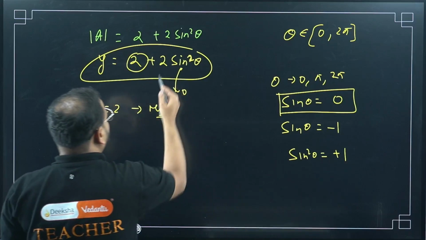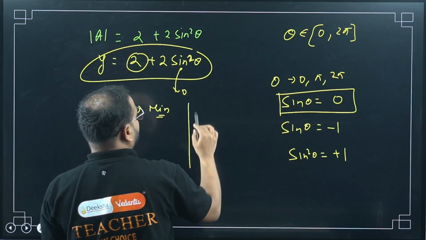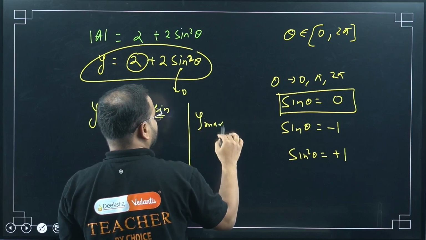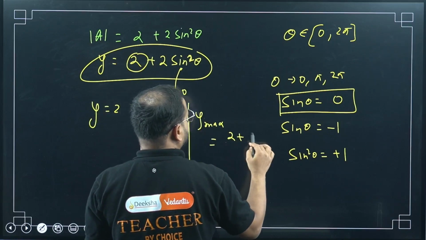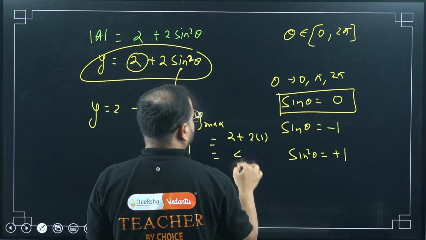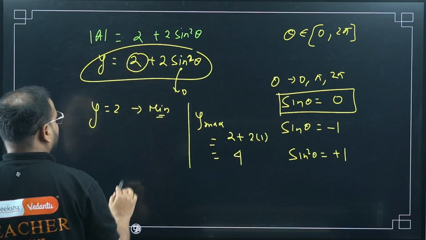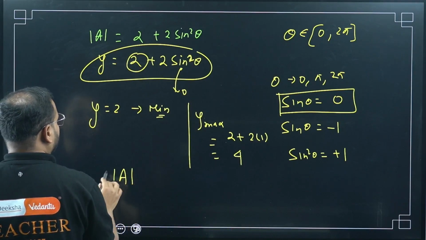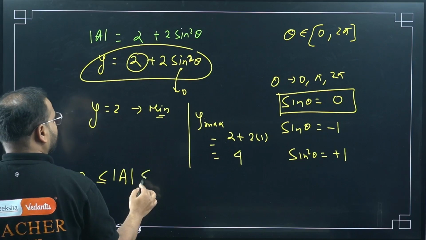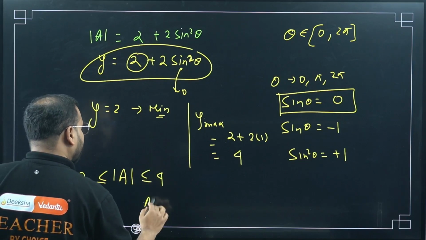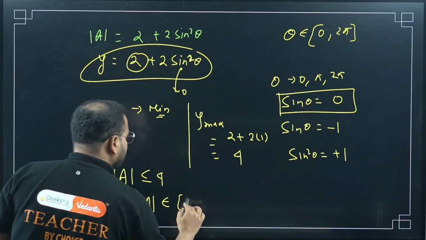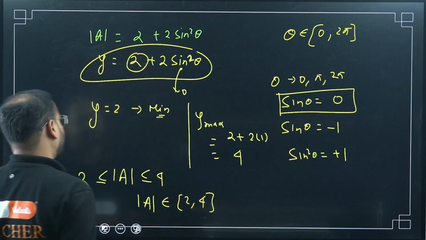So, what will I get? My maximum value, my y max, will be what? Tell me. 2 plus 2 times 1, how much is that? Simply 4. So, this determinant of A will lie from where to where? Will lie from 2 to 4. So, I can write this as determinant of A belongs to the closed interval 2 to 4. Answer is what?